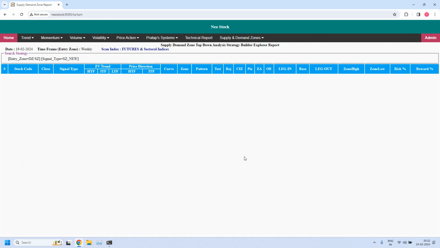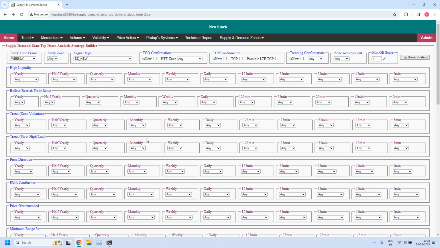Now what I will do, I will also try to generate, because most of you might have completed the training lesson, EMA confluence, sorry for my mistake, EMA confluence, the most recent lessons. So let us filter any zones having EMA confluence, weekly demand zones.